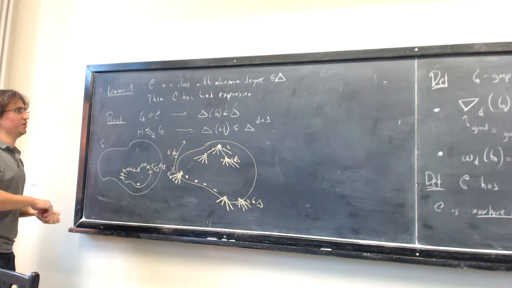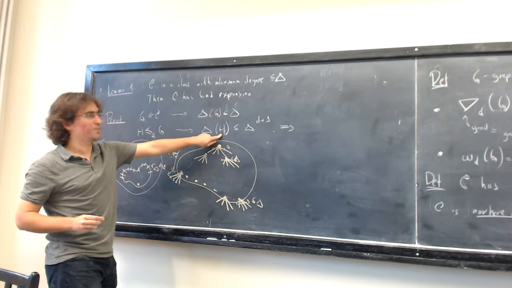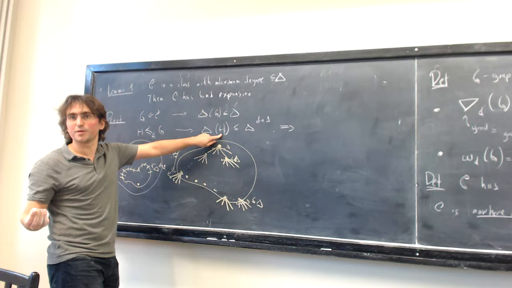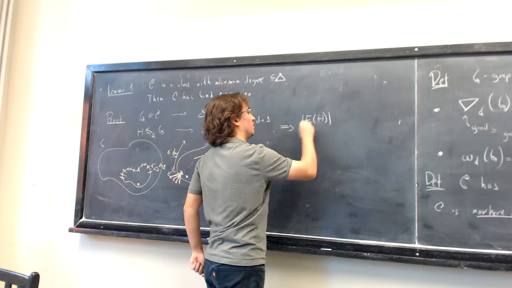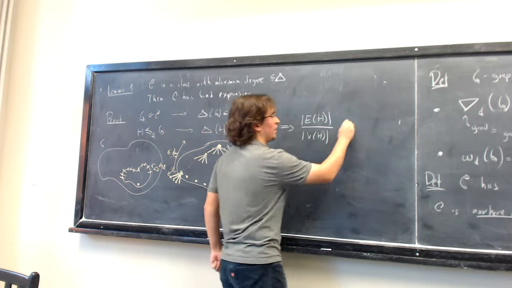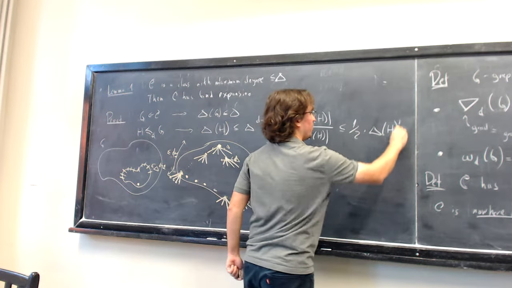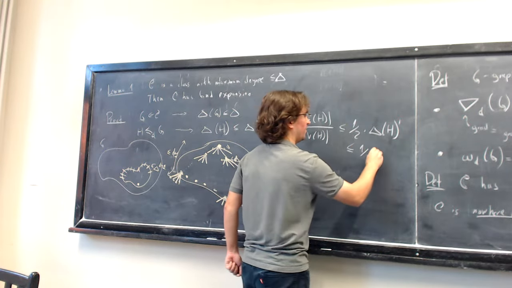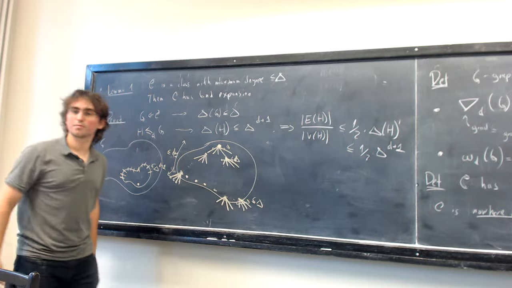Good, so this in particular implies that if the maximum degree in H is bounded, then also the density is bounded, yes? The number of edges over the number of vertices is bounded by half times the maximum degree, which is bounded by half times delta power d plus 1. Yes?